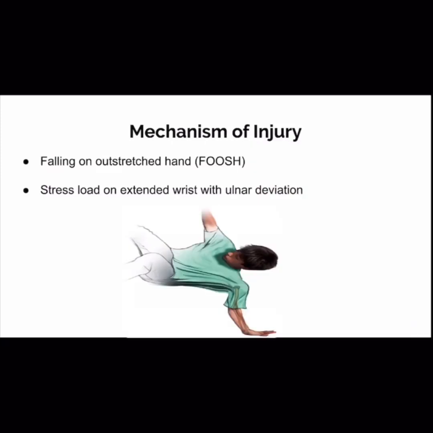The mechanism of injury is falling on an outstretched hand or FOOSH, as well as a stress load on an extended wrist with ulnar deviation.